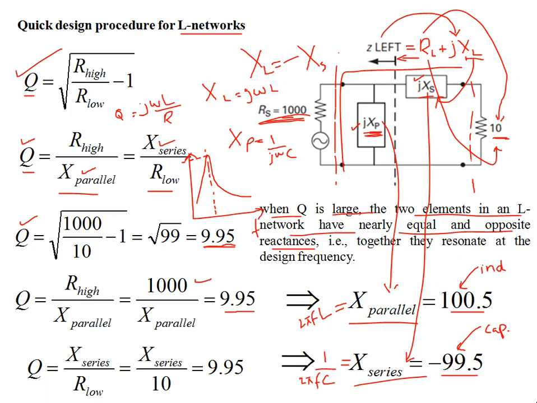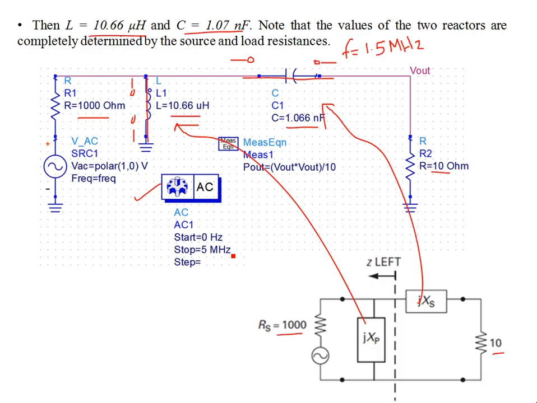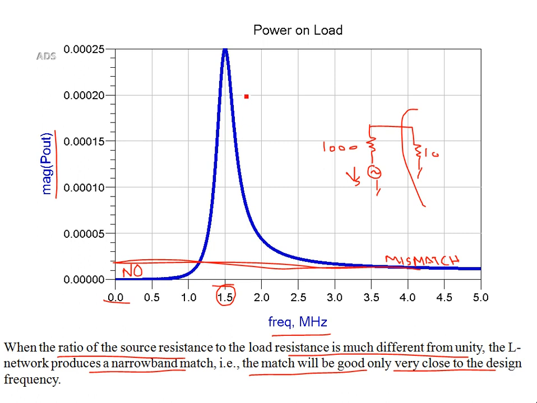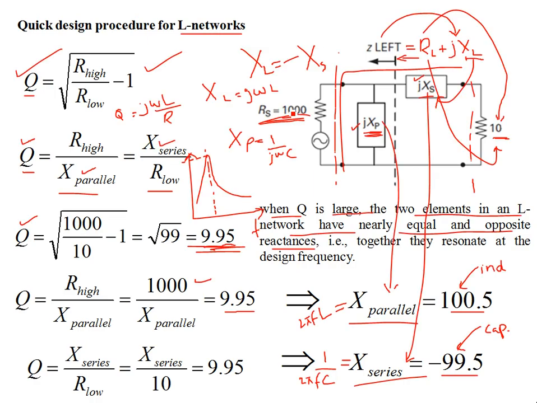So a quick way: if you can remember this formulation for the quality factor of this circuit, then in terms of R high and R low, you can calculate the quality factor. Then from the quality factor, if it is a high Q, you will have a very narrow band match. As you can see over here, it's a very high Q match, which means the 3 dB bandwidth is small.